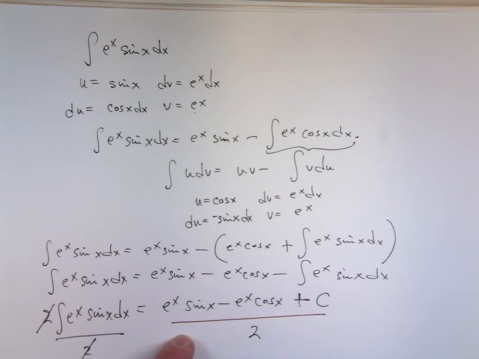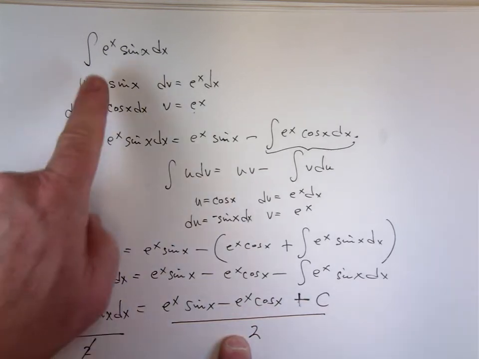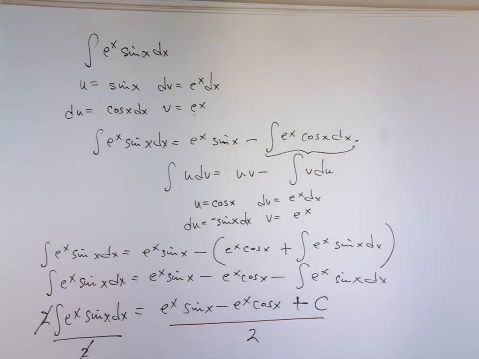Number two reason you know it's correct is because we can take the derivative of this, and what will the derivative of this mess be? It should be our e to the x sine x. Let's do it. Let's check it. Let's take the derivative of this, okay? We got a 1/2 here, a constant. It's easy enough to check.